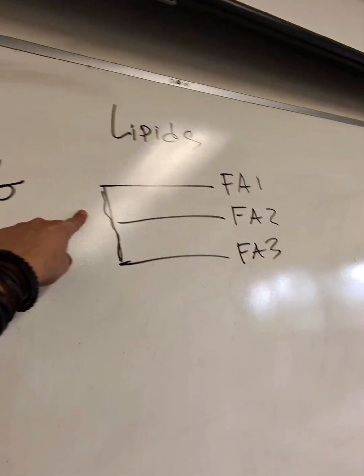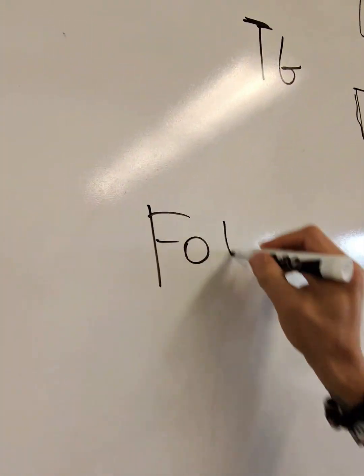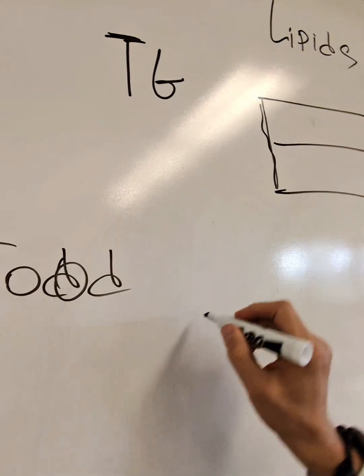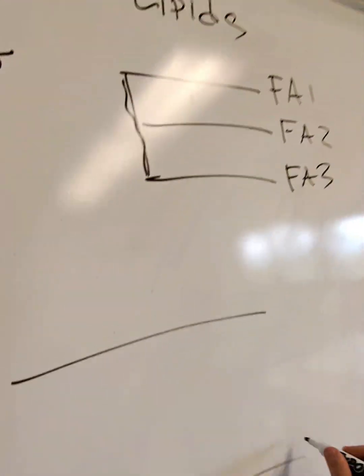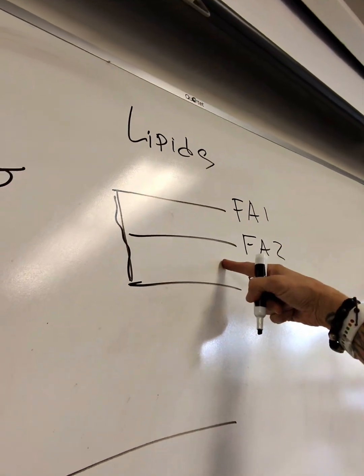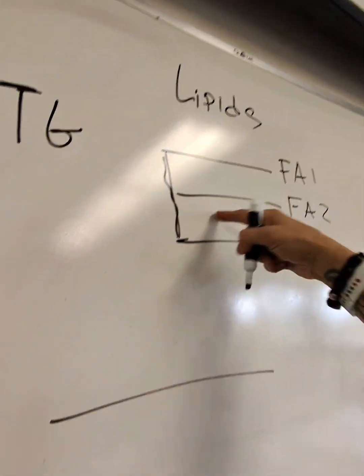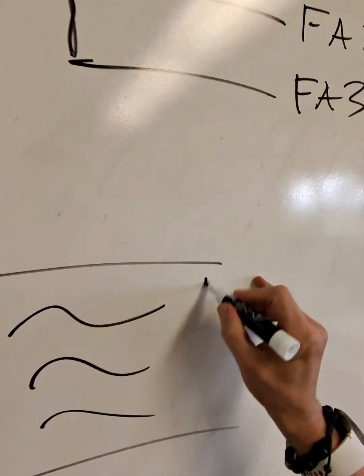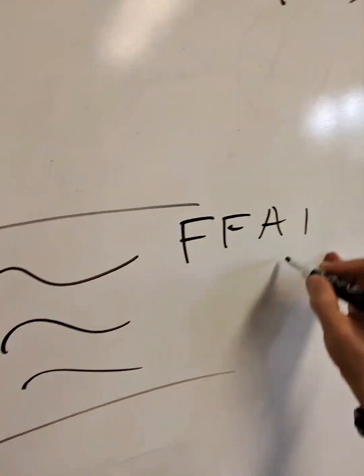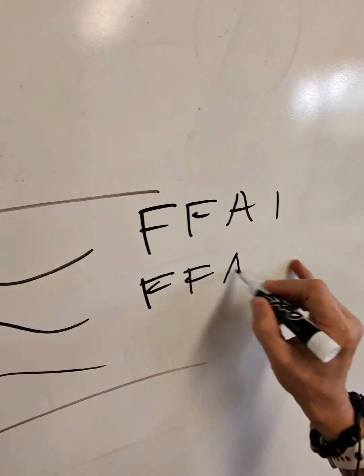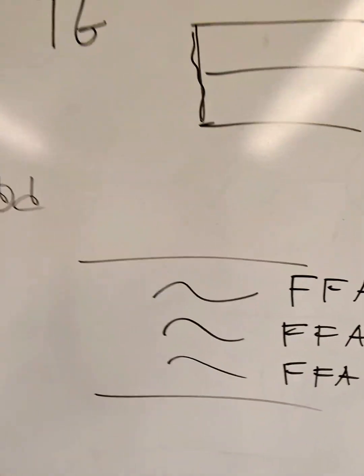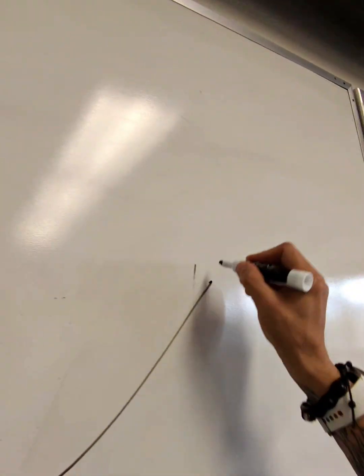When we digest this through food, we bring these exogenous triglycerides into the system by removing fatty acids. So when we digest this, then in the blood, what ends up is free fatty acid 1, free fatty acid 2, free fatty acid 3. We can use this to bring it into the cell for energy.